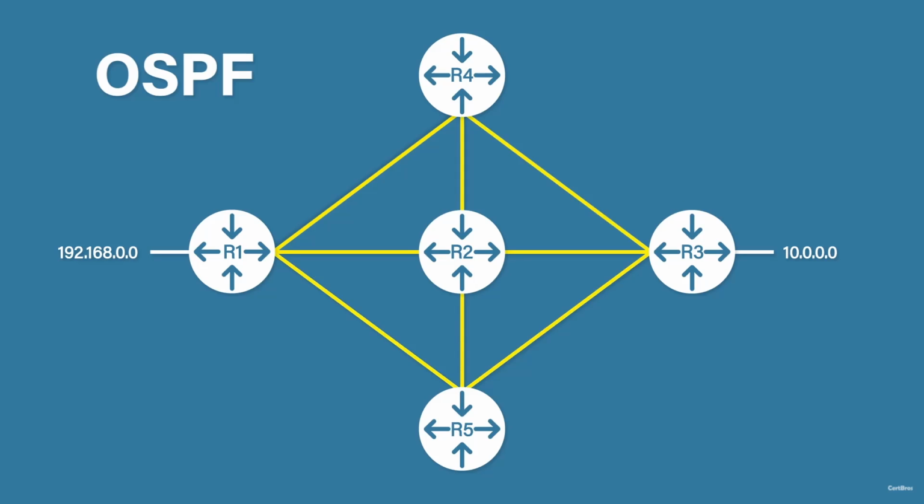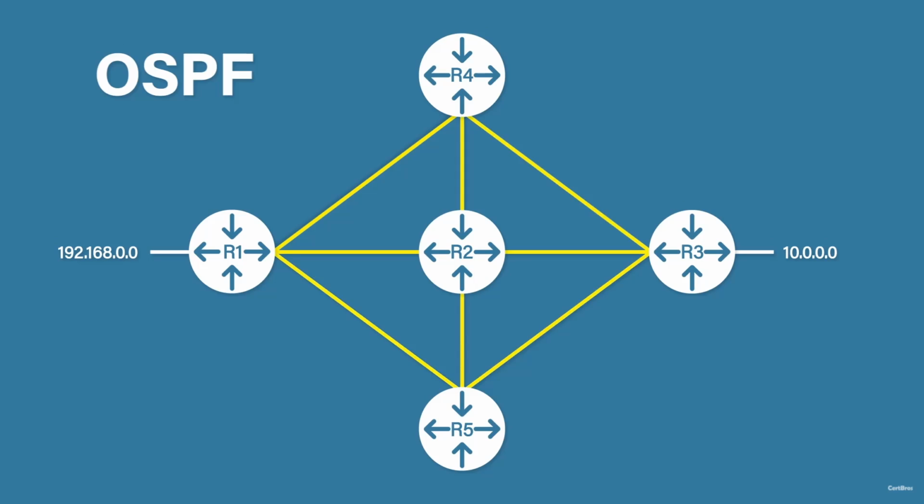OSPF gathers link state information from available routers and constructs a topology map of the network. The topology is presented as a routing table, routing internet layer packets by their destination IP address. OSPF supports Internet Protocol version 4, or IPv4, and Internet Protocol version 6, IPv6, networks, and supports the classless interdomain routing, or CIDR, addressing model.